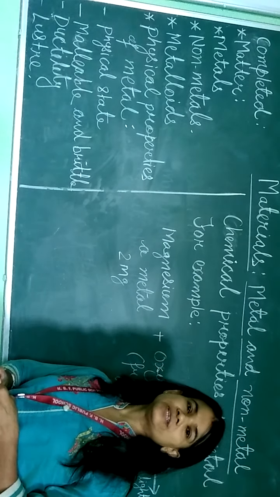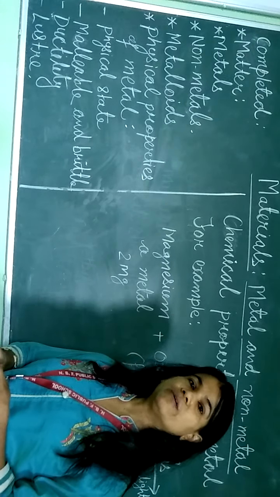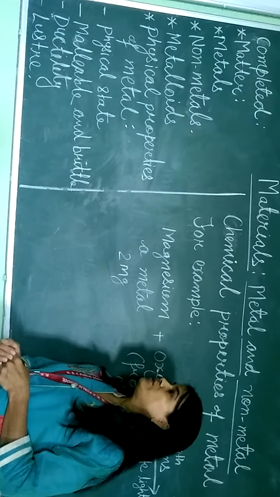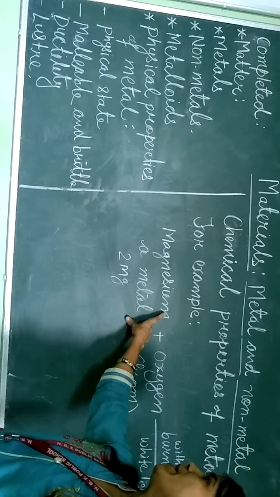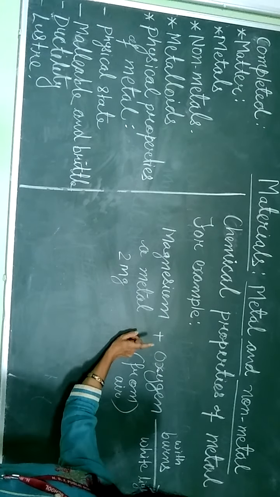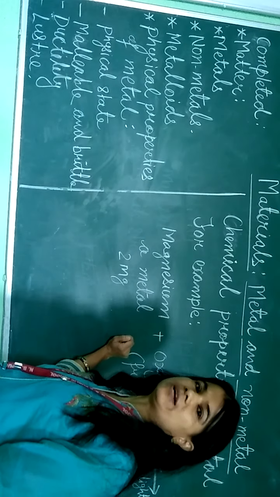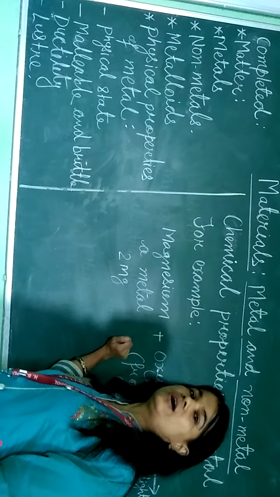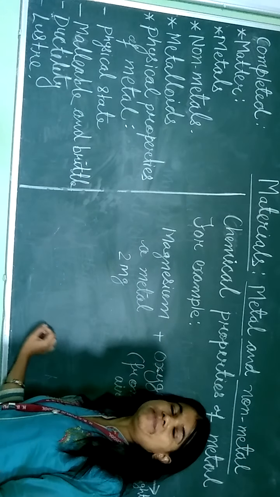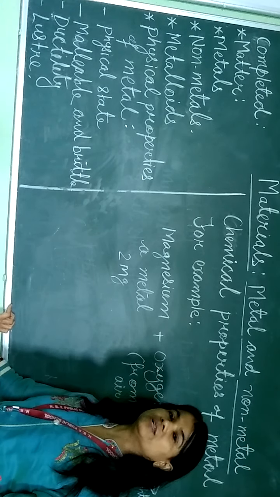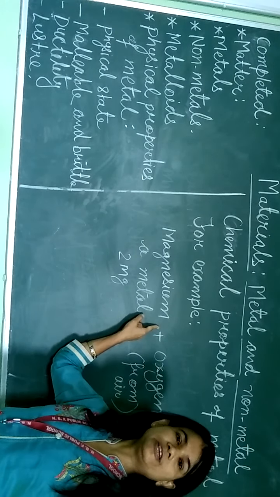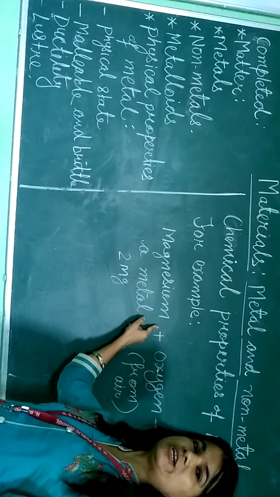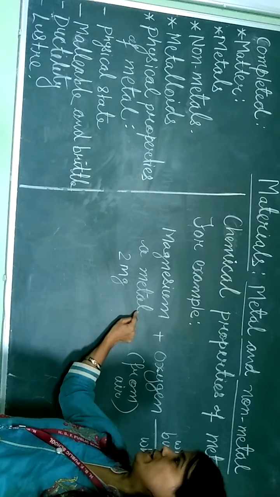Now, it's time to discuss the chemical properties of metals and non-metals. For the chemical properties, I have taken one example here, magnesium. Magnesium is also a metal. I will send you another video on which elements are metals and which are non-metals. This time I have taken one metal, magnesium. It is easily available in laboratories, and when you come back to school, I will also explain this in the laboratory.